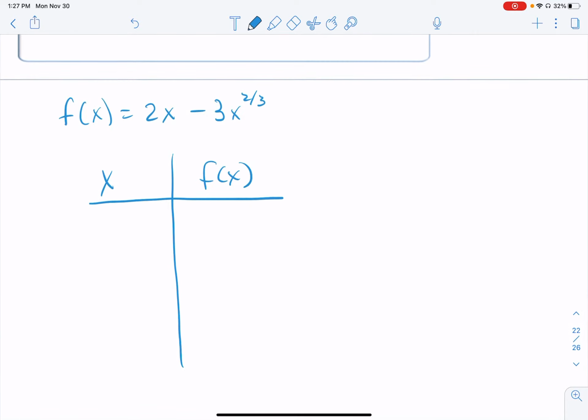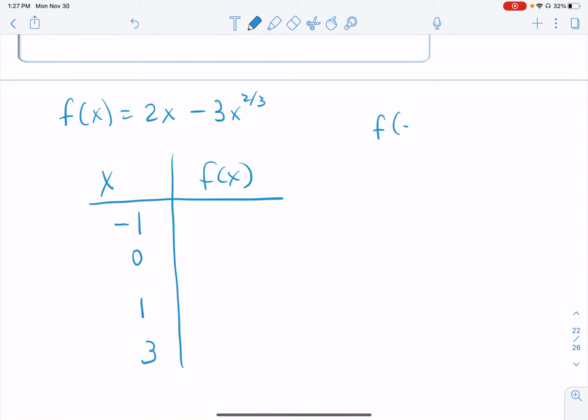And over here on the left-hand side for my x values, those are going to be all of our candidates, starting with the endpoints, -1 and 3, and in between there are our critical numbers, 0 and 1. Let's plug those into the function, and let's see what is the biggest and what is the smallest.